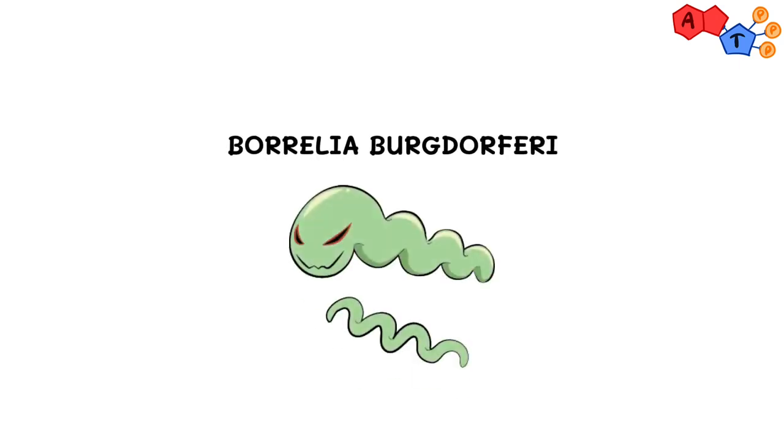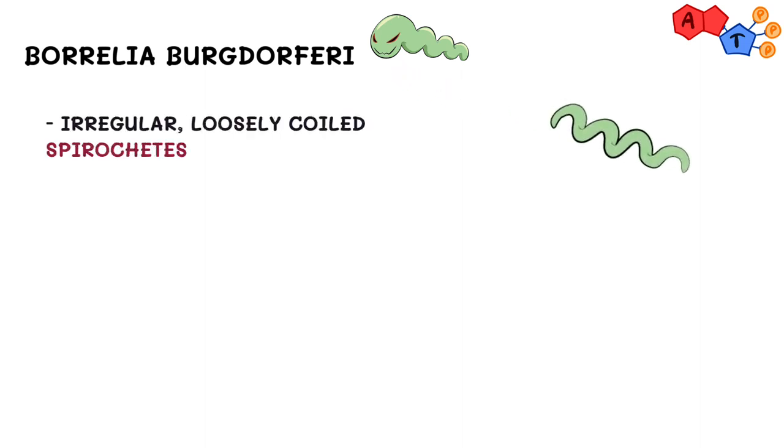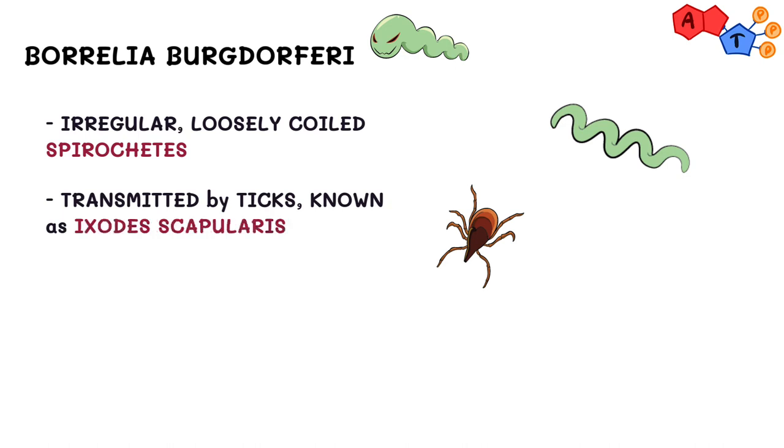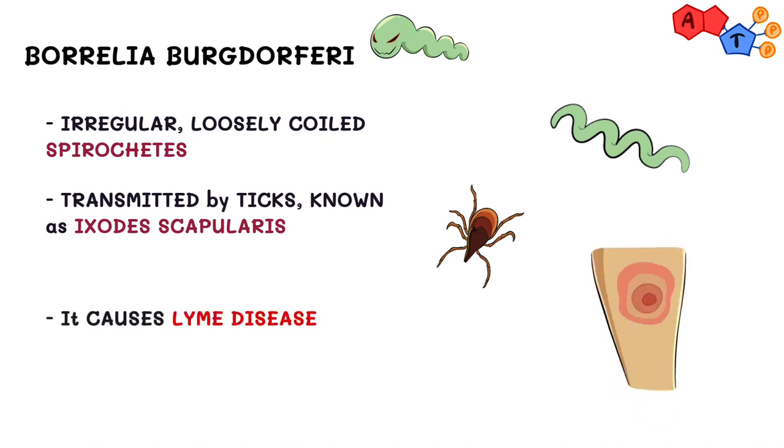Welcome back to another ATP video. Today, we'll be talking about Borrelia burgdorferi. It'll be a short and concise video, so we hope you find it beneficial. To give a brief overview, Borrelia species are irregular, loosely coiled spirochetes that are transmitted by ticks known as Ixodes scapularis. The most important thing to remember about this type of bacteria is that it causes Lyme disease.